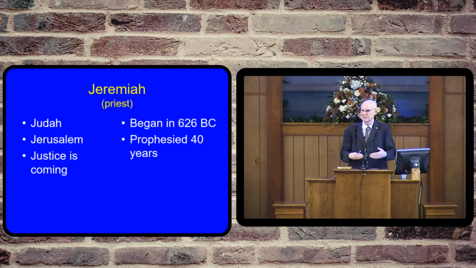Before they fall, he tells them justice is coming. You've got to repent. It's coming. And then after that, he's trying to get the people still to turn back to God. He started prophesying in about 626 for about 40 years. So the three main prophets of that time: Daniel, king's palace; Ezekiel, with the everyday people out in captivity; and Jeremiah back in Jerusalem.